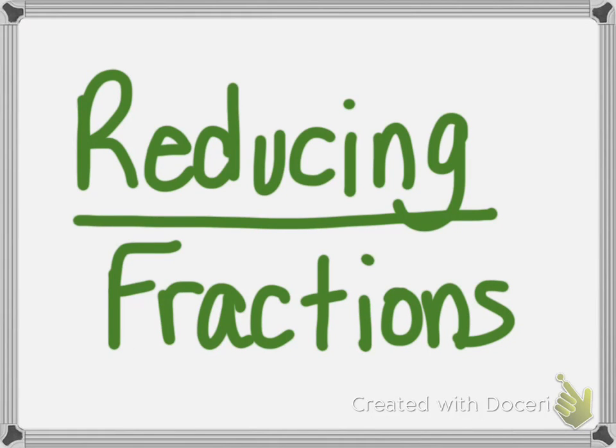This video is going to focus on reducing fractions. Now, what does that mean, reducing fractions? This means that there's no number except one that can be divided evenly into both the numerator and the denominator. To reduce a fraction to lowest terms, divide the numerator and the denominator by their greatest common factor. It's also called simplifying the fraction.